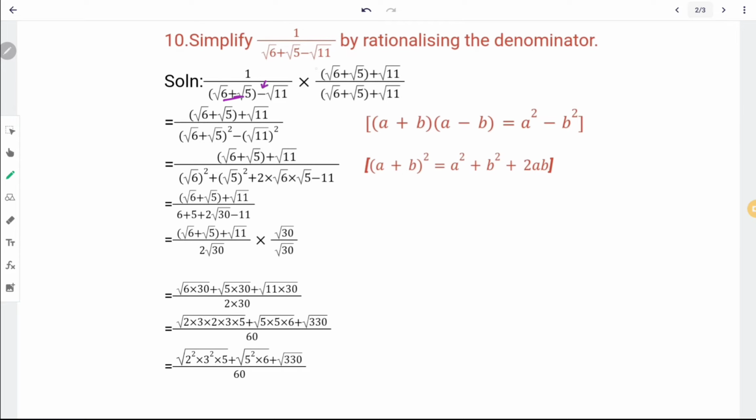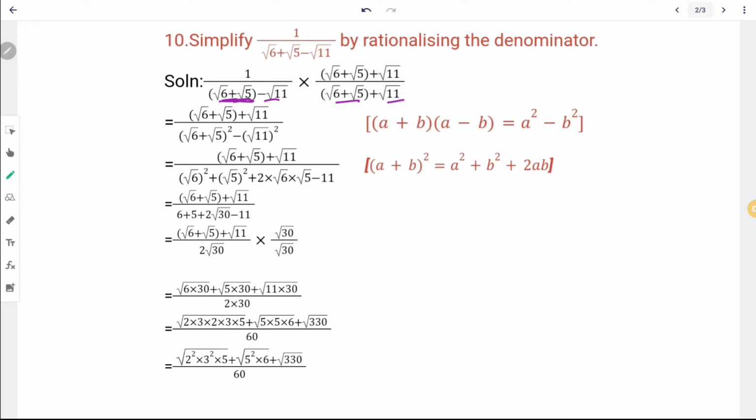Clear? So now if this is minus, this will be plus and plus, right? So if you look at the first numerator, it is simply 1. Even if I multiply 1 into root 6, then 1 into root 5, then 1 into root 11, it's just simply multiplied by 1, right? So nothing is going to change. If you look at the denominator, it is (a minus b)(a plus b).